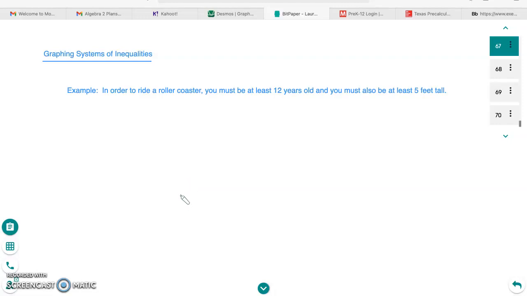Okay, from your Khan Academy work earlier in the week, I'm hoping you're now familiar with how to graph an inequality. And so now today we're going to look at graphing systems of inequalities, where you have more than one inequality going on at the same time.